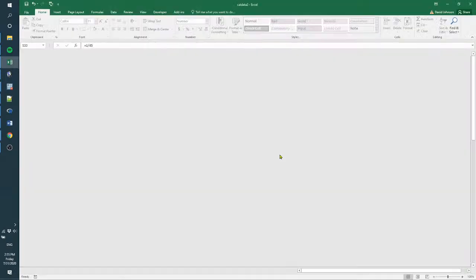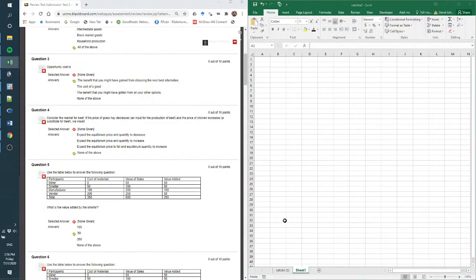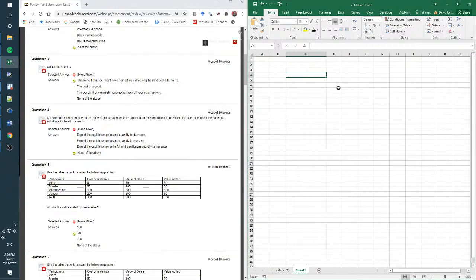All right, so let's move that over there and bring up a table. So I'm just going to bring up an Excel spreadsheet from another class. And what we're going to figure out is, all right, what are the pressures here? The first step is to figure out what curves are shifting. Consider the market for beef. If the price of grass hay decreases, an input for the production of beef, and the price of chicken increases, a substitute for beef, we would. So let's see if we can figure this out.